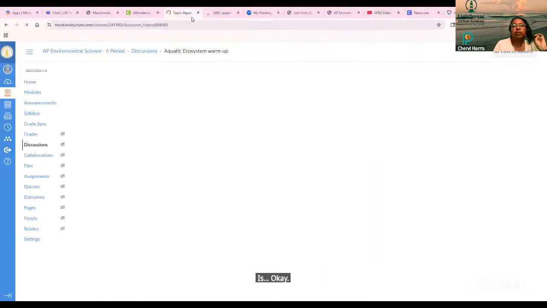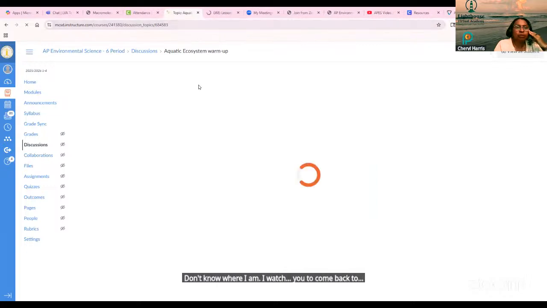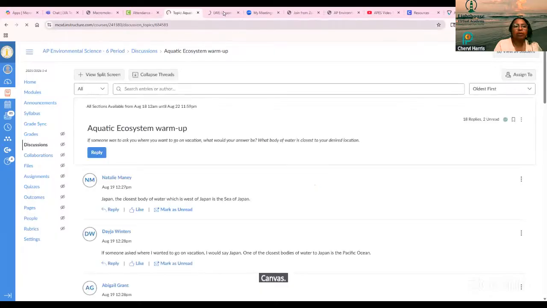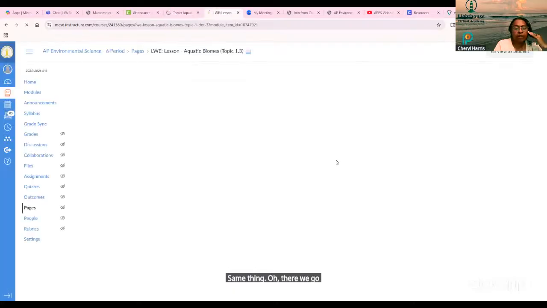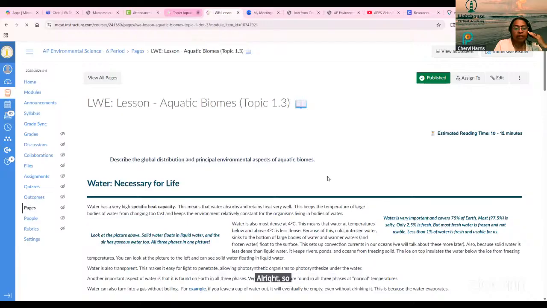Okay, I've got so many tabs open, I don't know where I am. I want you to come back to Canvas, not that one. Same thing. Oh, there we go. So I'm going to close that. All right, so come back here, take a look at that.